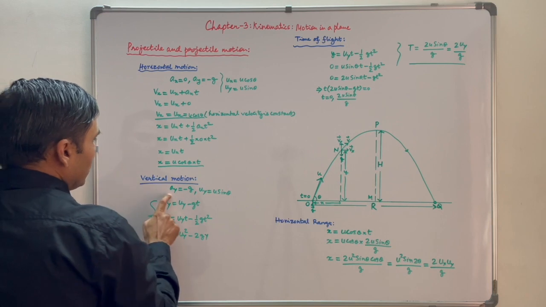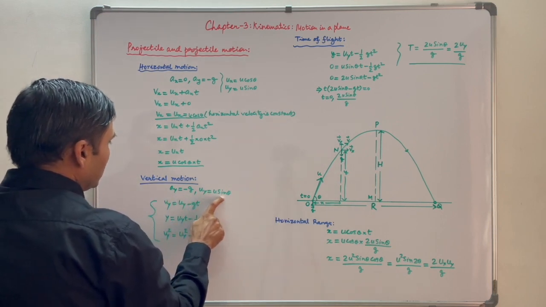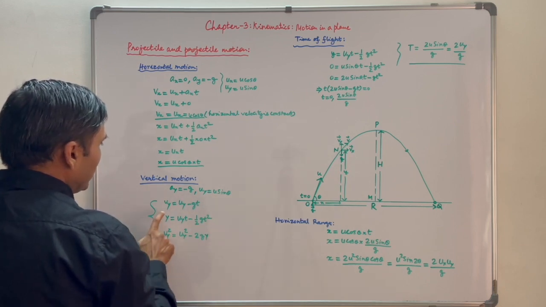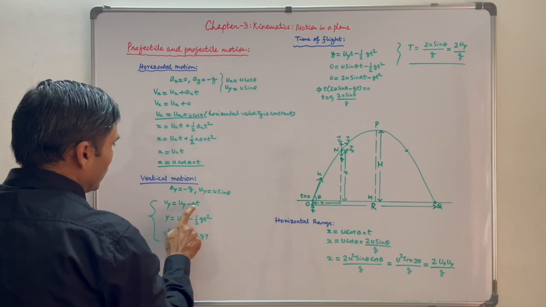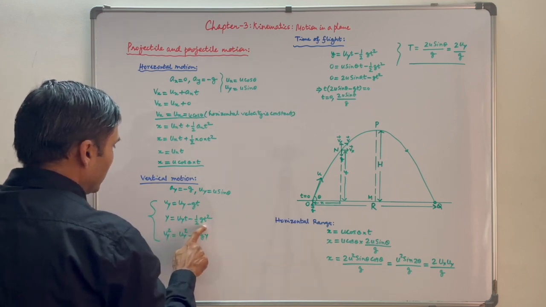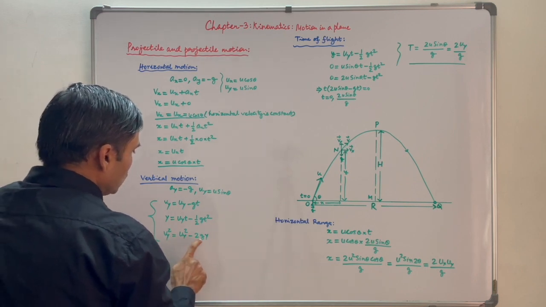Vertical motion. Ay is equal to minus g, uy is equal to u sin theta. So equations of motion in vertical journey are given by Vy is equal to uy minus gt, y is equal to uyt minus half gt square, and Vy square equal to uy square minus 2gy.